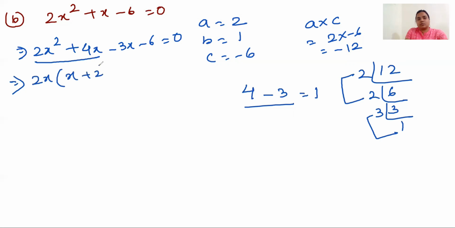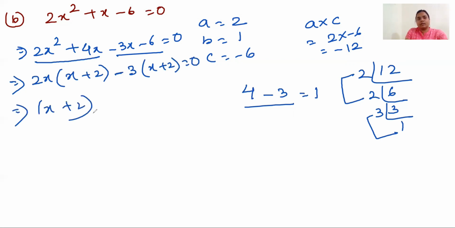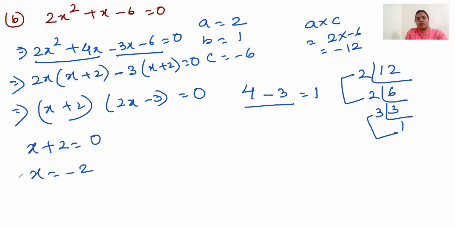I'll let x plus 2. From this, I can take minus 3 common. So, x plus 2, x plus 2 is common. 2x minus 3 is equal to 0. Now, either x plus 2 is equal to 0, x is equal to minus 2. Or if 2x minus 3 is equal to 0, then 2x is equal to 3.